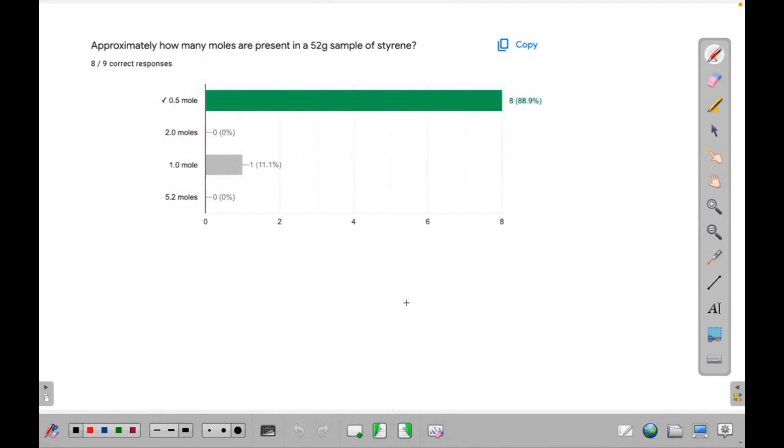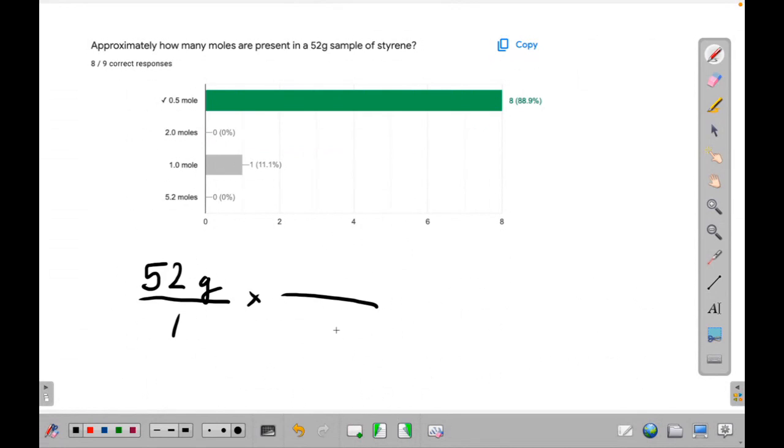Approximately how many moles are present in a 52-gram sample of styrene? All right, so this is just another molar mass question. They're not going to be this easy on the real AP test. I'm sorry to tell you that, but they are basic skills that you have to master to be able to tackle most of the other topics on the test, especially FRQs that love to pull in a little calculation like this here and there.